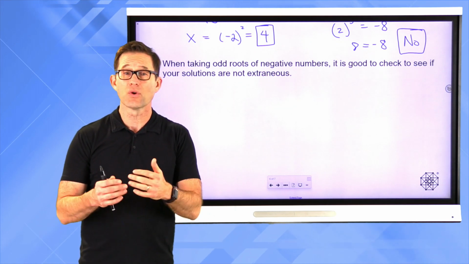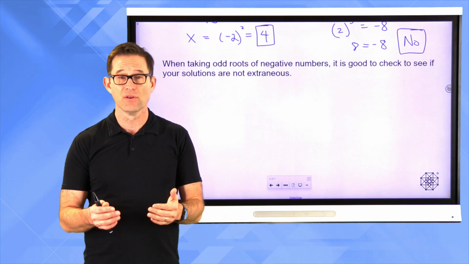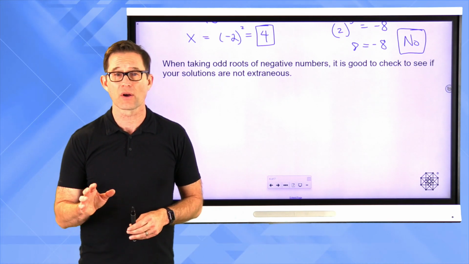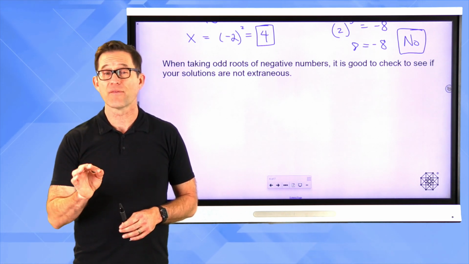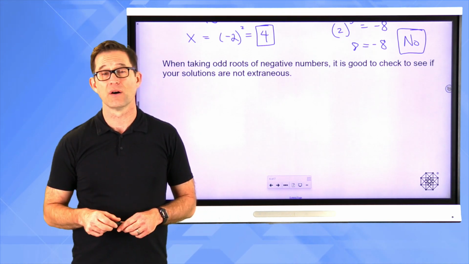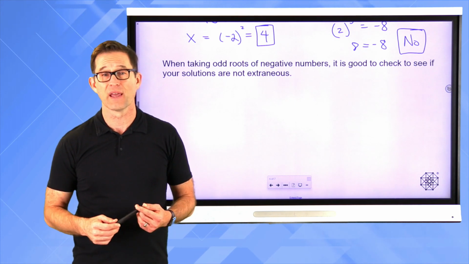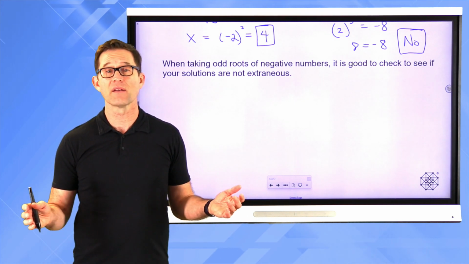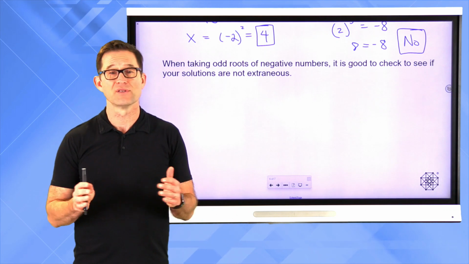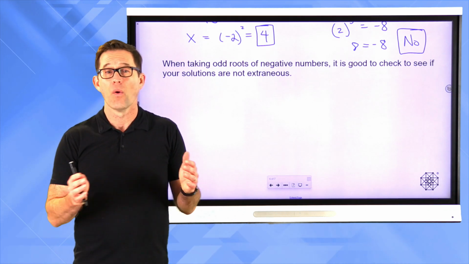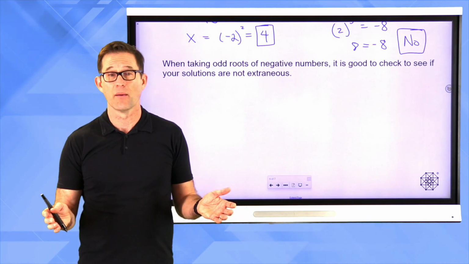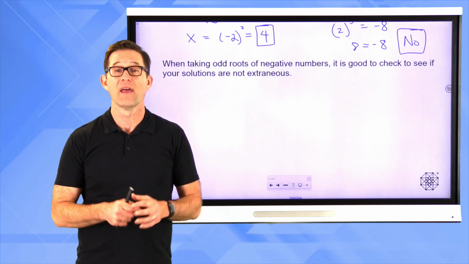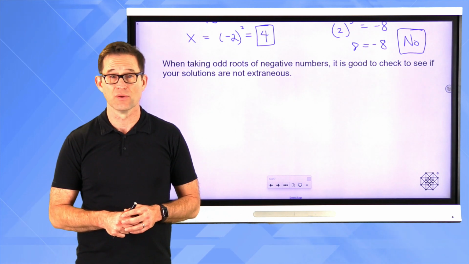In that case, you could still get a valid solution depending on how the equation is structured, but it may not be correct. So you have to really check if you ever find yourself taking odd roots of negative numbers. Again, with even roots of negative numbers, no worry there, because either your calculator or your hand work will tell you that you can't take an even root of a negative number. But an odd root, you can, and it can leave you with an extraneous solution.